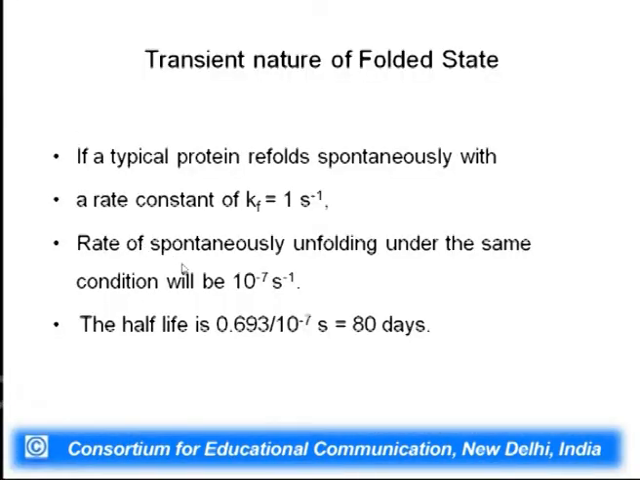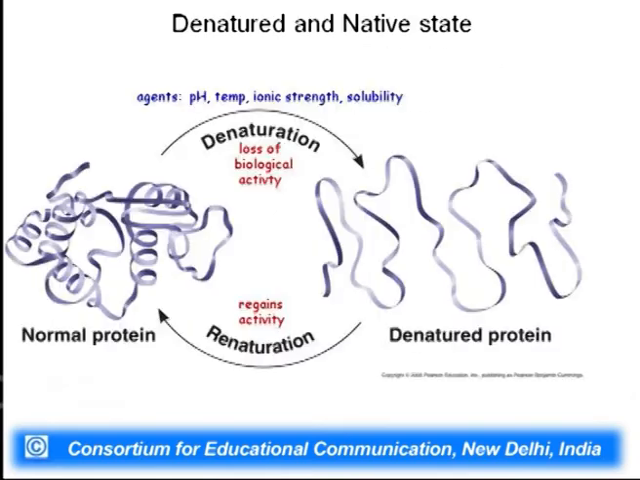Thirdly, if you allow any protein to refold spontaneously and the rate constant Kf of folding is 1, then the rate of spontaneous unfolding is also 10 to the power minus 7 per second. So, this gives a half life of 80 days. That means if you are going in the forward direction towards the folded state, the backward direction is also actively working, taking it towards the unfolded state.